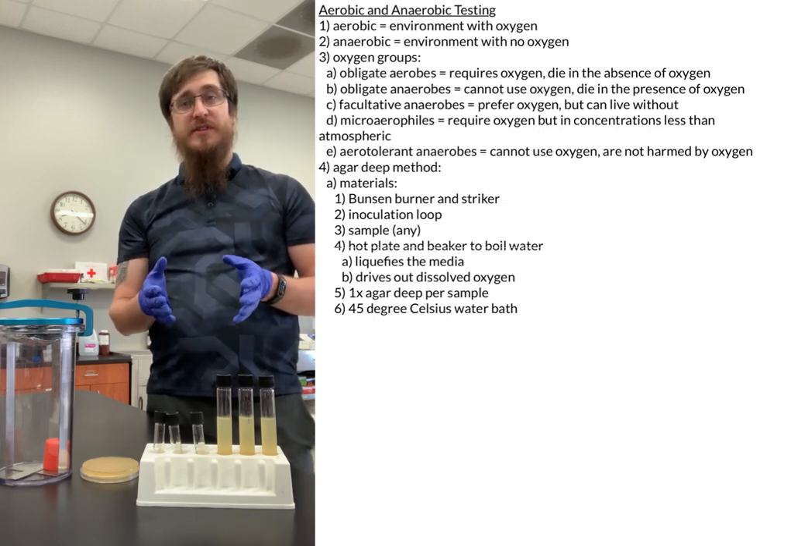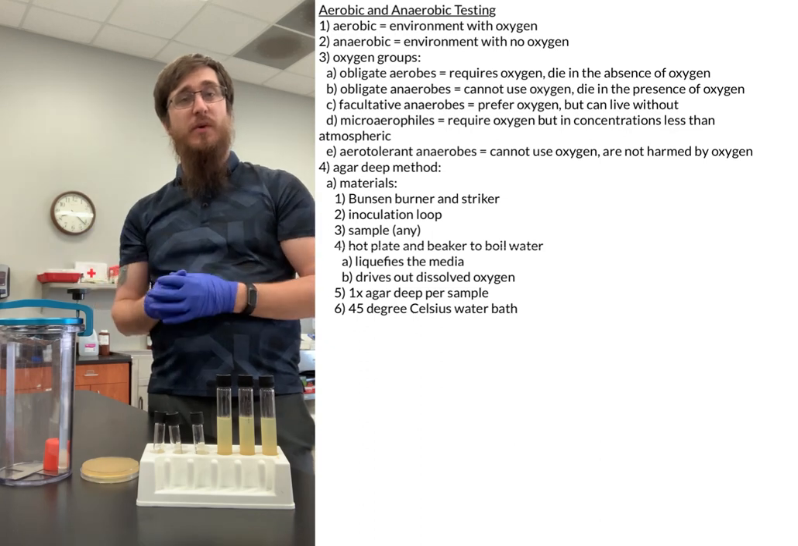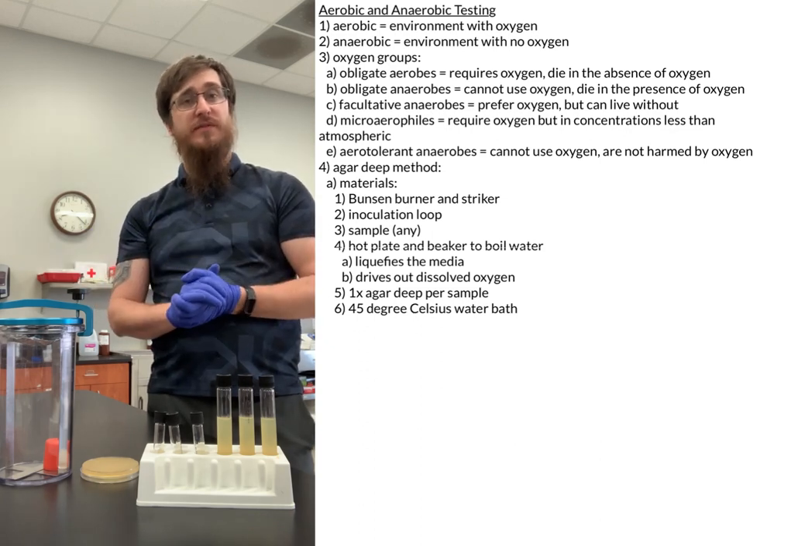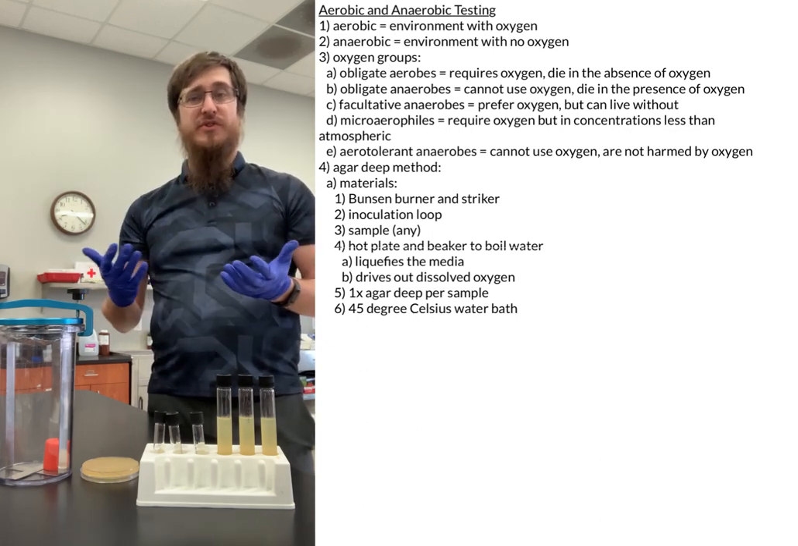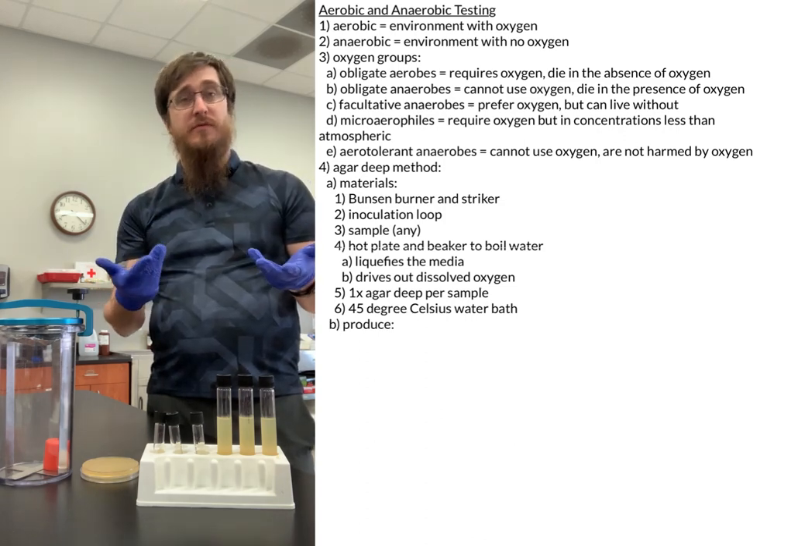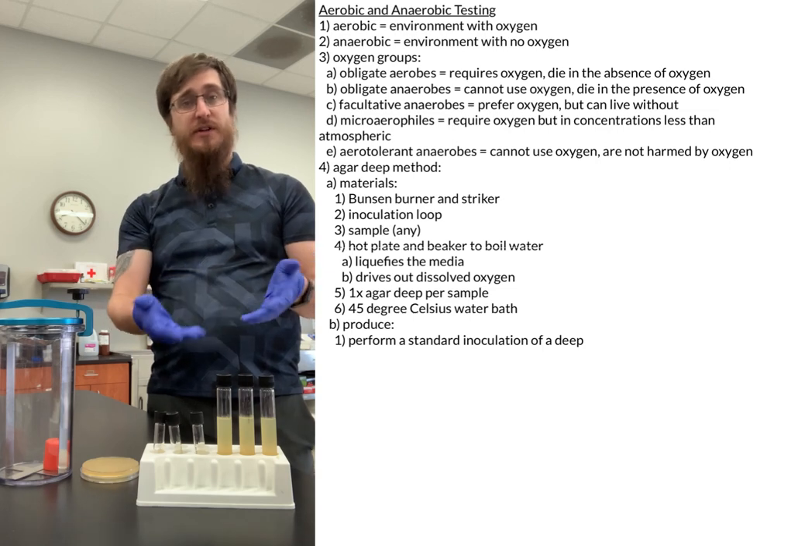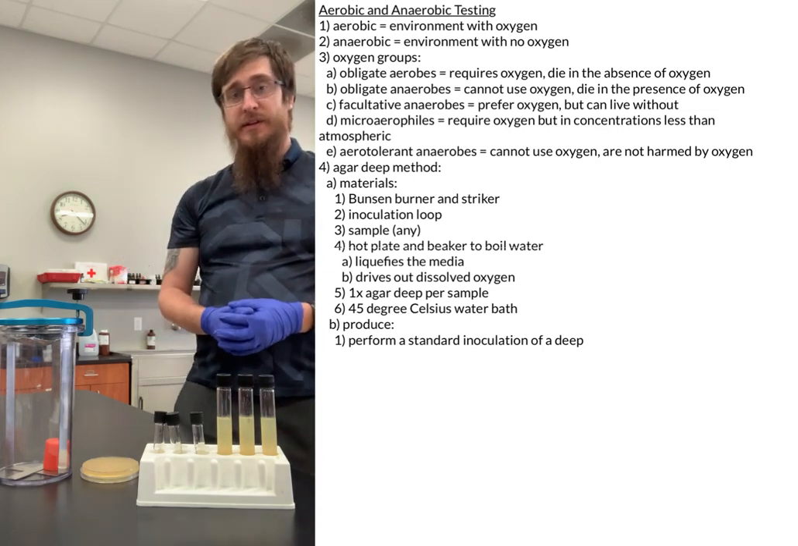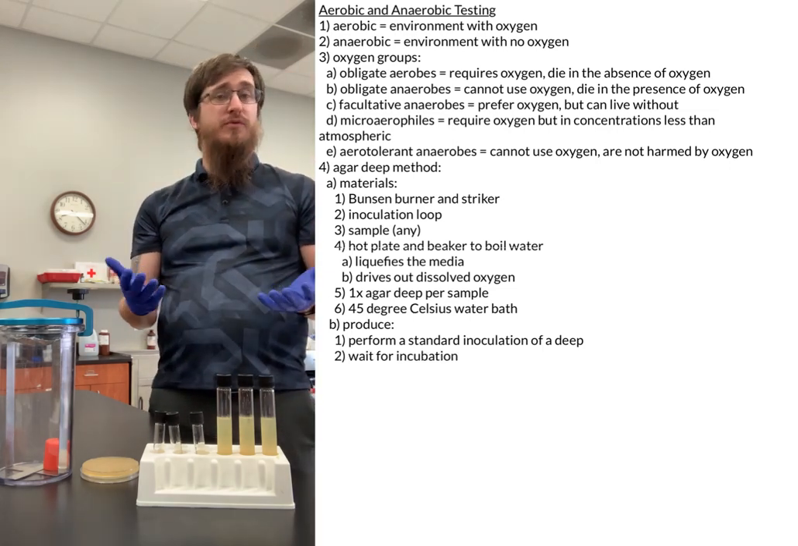But once you basically have your boiled agar deeps, and they've been sitting in the water bath for a little bit to cool to that 45 degrees Celsius, the procedure is pretty straightforward. You basically just inoculate them with your loop, aseptically inoculate them with your sample, and then at that point you wait for them to grow.